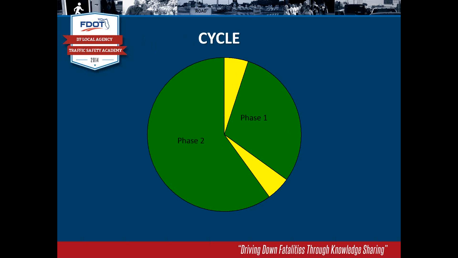A cycle is the amount of time it takes to display all the vehicle movements and all the other things that are going to go on at the intersection. So if we go around the circle, the time it takes to display phase 1 and phase 2 at this signal is the cycle length. That's what's referred to as the cycle length. And so that's what the cycle is. It's the amount of time to display all the movements and then get back around and start over again.